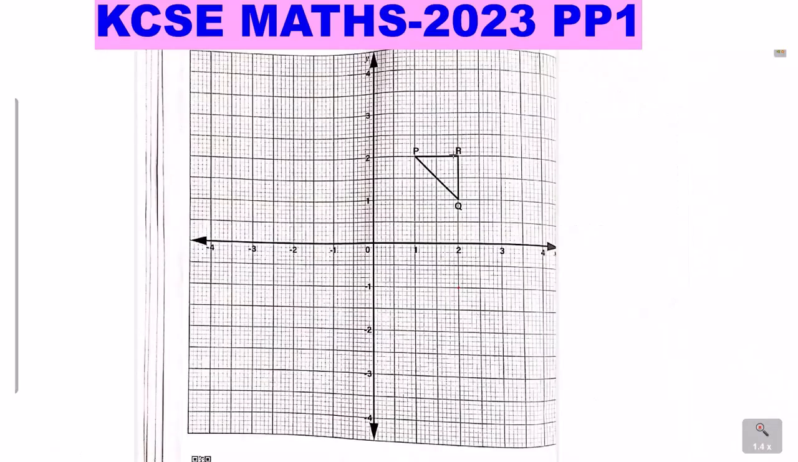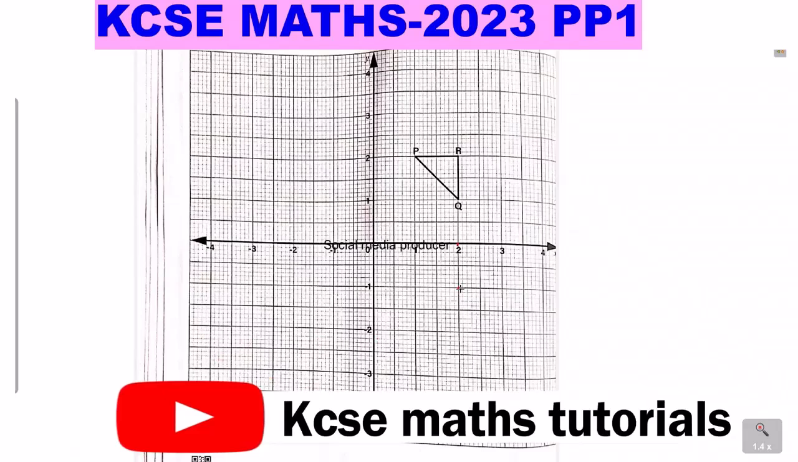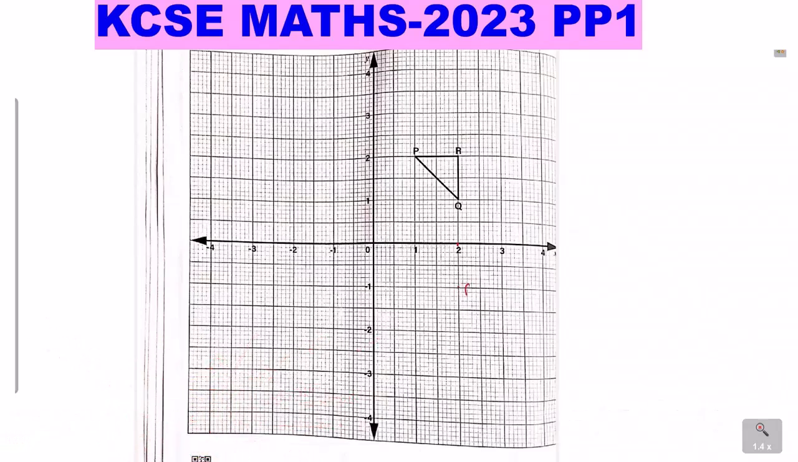So we reflect PQR under the line y equals 0, the x-axis. The x-axis is going to act as the mirror line. To do that, we know the property of reflection: the object and the image should be equidistant from the line of reflection. We start with Q. Look at the distance between Q and the x-axis. Those are two squares. From this point here, from 2, 0, you count two squares, 1, 2. So you'll have Q prime there.